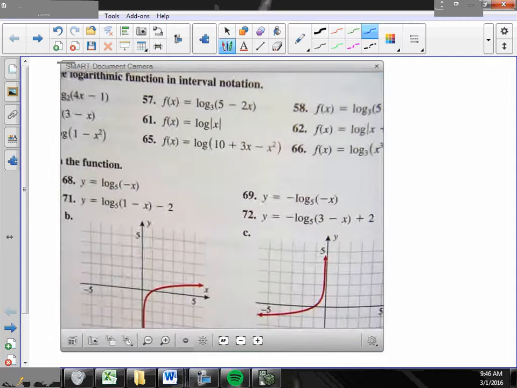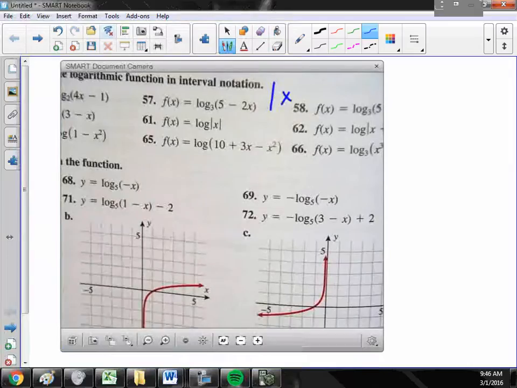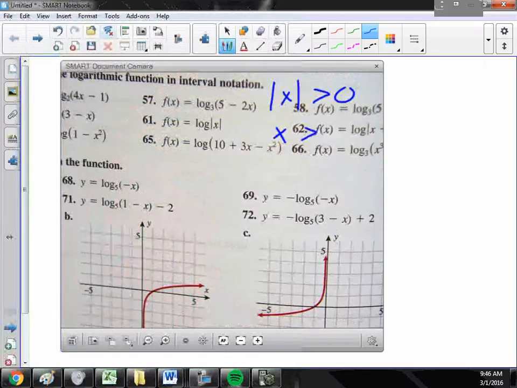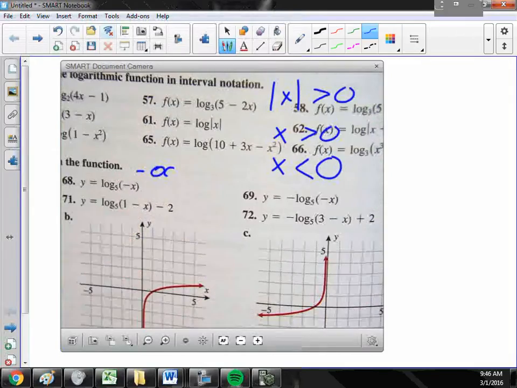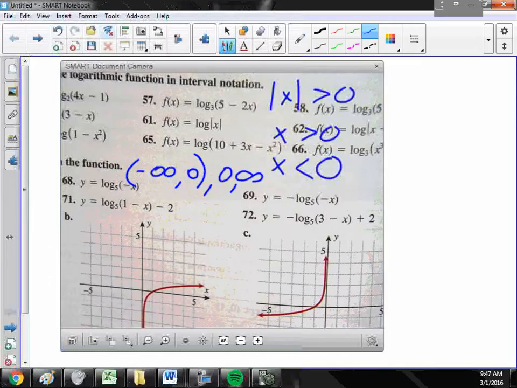So the absolute value of x has to be greater than 0. So we end up with x is greater than 0 and x is less than, it should be negative 0, but it ends up just being 0. Okay? So this says everything bigger than 0 and everything smaller than 0.